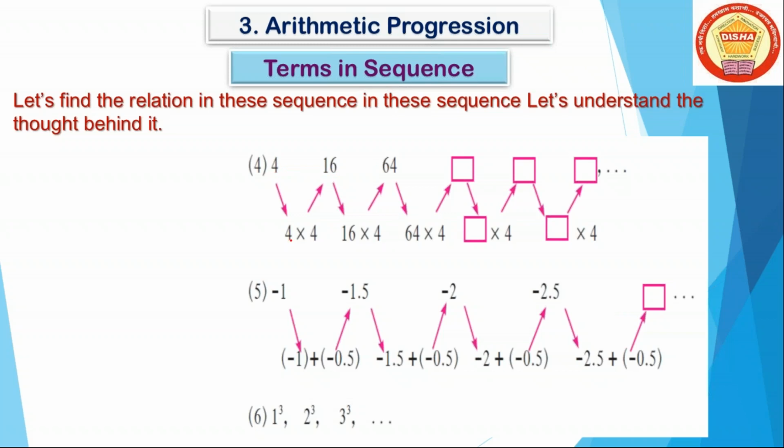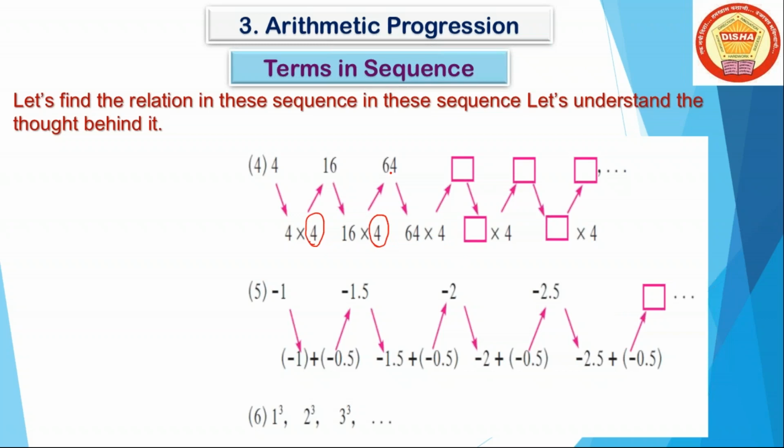Means if we take this term 4 and multiply by 4, then we will get the second term, 16. Again we see the relation of 16 and 64. Again we multiply the second term by 4, then we will get 64. Means from these two terms we see that each term is multiplied by 4. What is the rule for the given sequence? Here multiplication is taking place, and we multiply by 4 to get the next term.